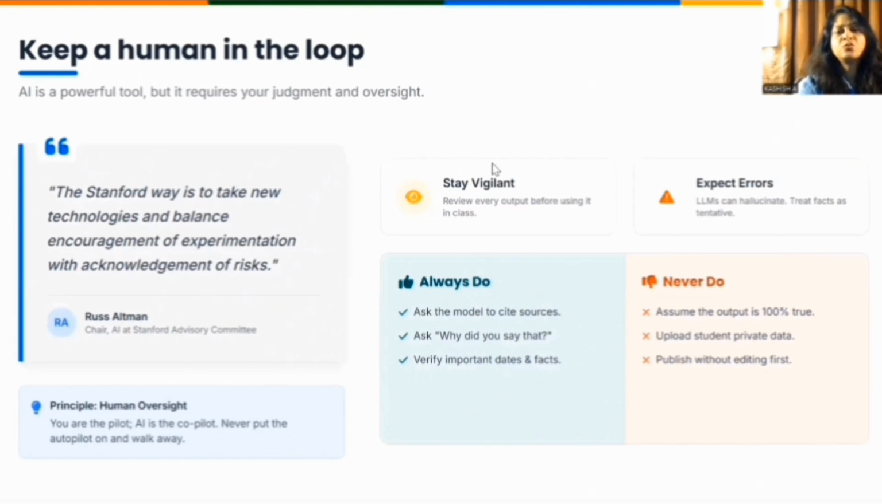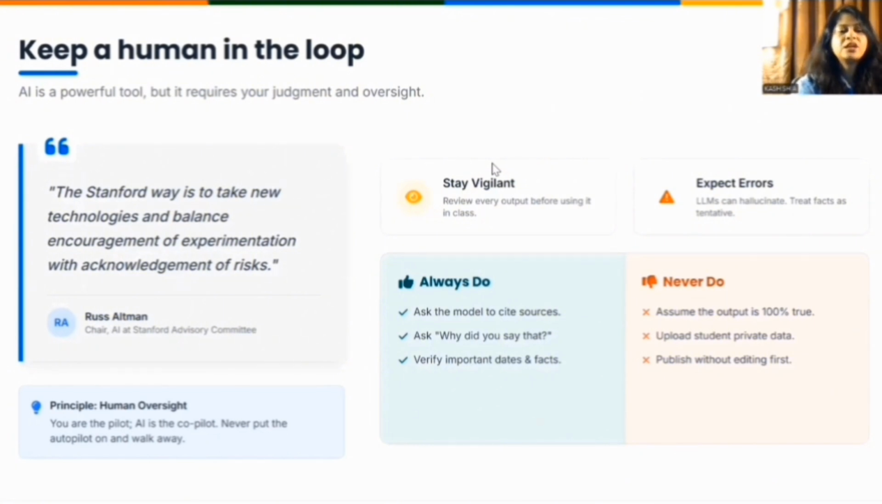What should we not do? Assume the output is 100% true. We should not blindly follow it. Upload students' private data. We should not upload private data or confidential information of the university or your workplace. Publish without editing first. Whenever you generate information, a description, an email or a report from AI, first of all, we should audit it, look into it, and edit it as per our requirement.